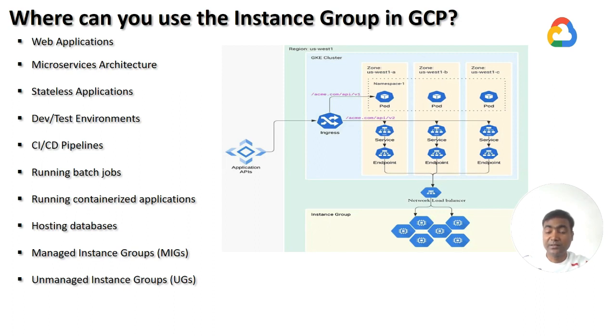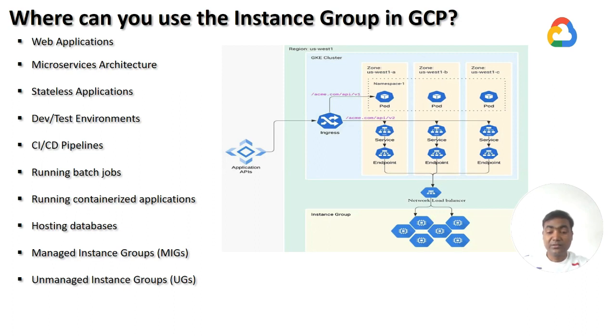Running batch jobs. Instance groups can be used to run batch jobs that need a lot of compute resources. Hosting databases. Instance groups can be used to host databases that need to be highly available. Managed instance groups. MIGs are the most common type of instance group in GCP. They are managed by Google and they provide a number of features that make them easy to manage and scale.